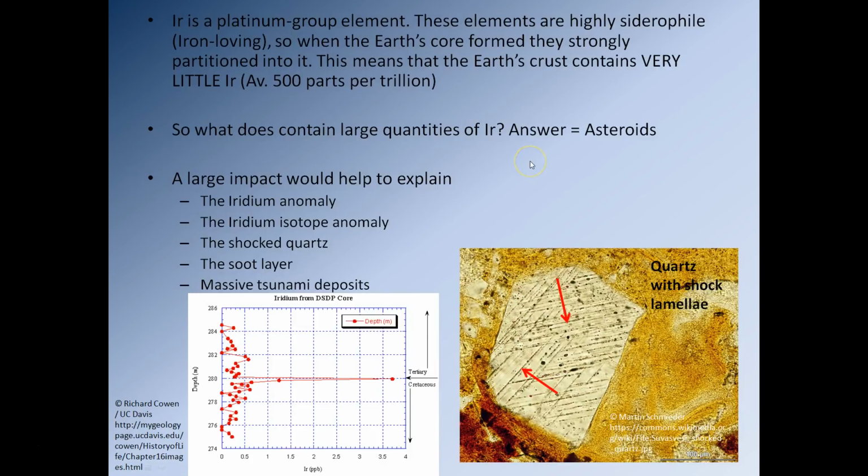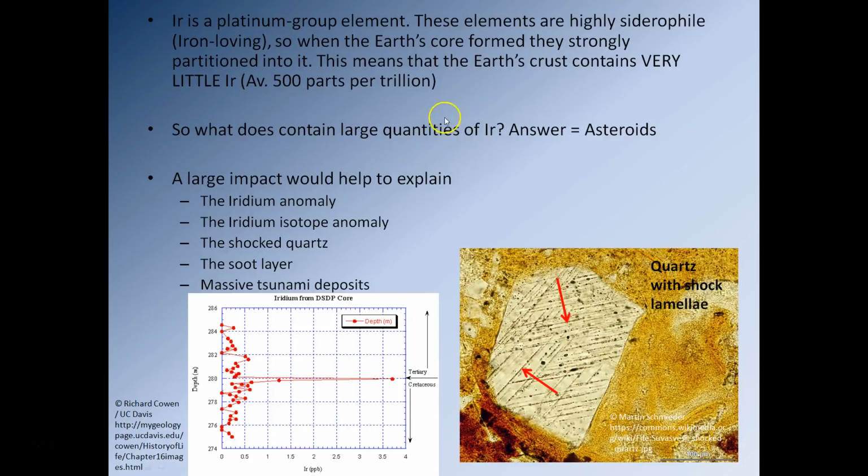So because it didn't grow large enough, it never melted and it never differentiated, so it never formed a core. And that means all the platinum group elements that make up the asteroids are evenly distributed throughout the whole asteroid. So this means that asteroids are absolutely stuffed with platinum group elements all over the place. So if an asteroid, or at least a bit of an asteroid, hits the Earth, it's going to bring lots of platinum group elements with it.